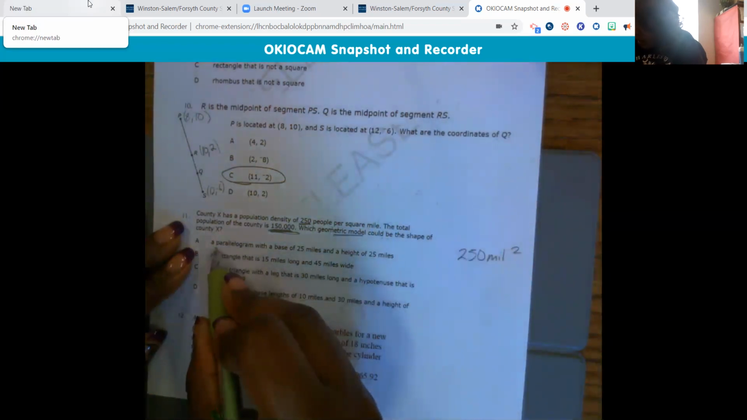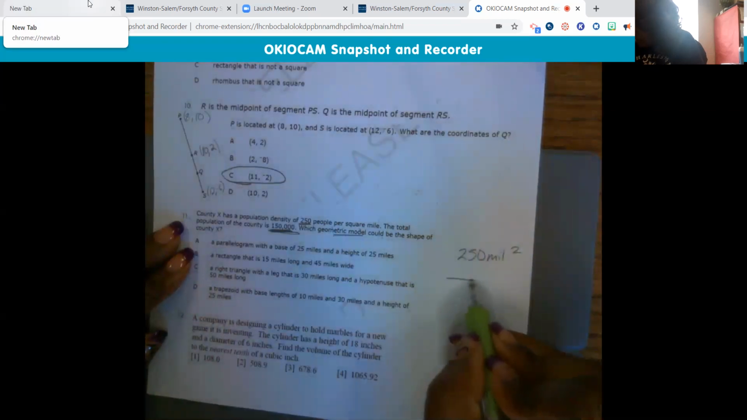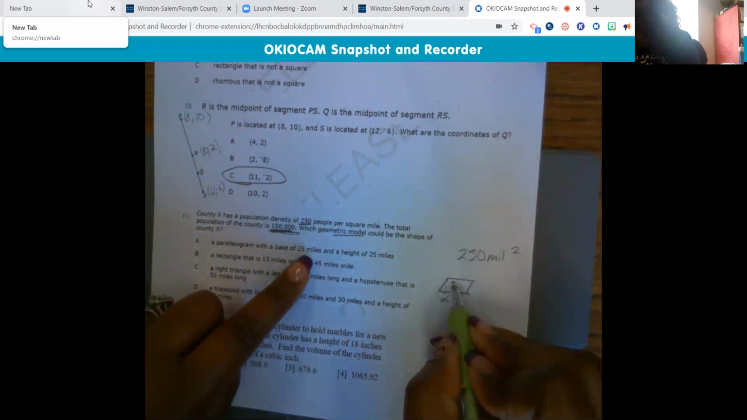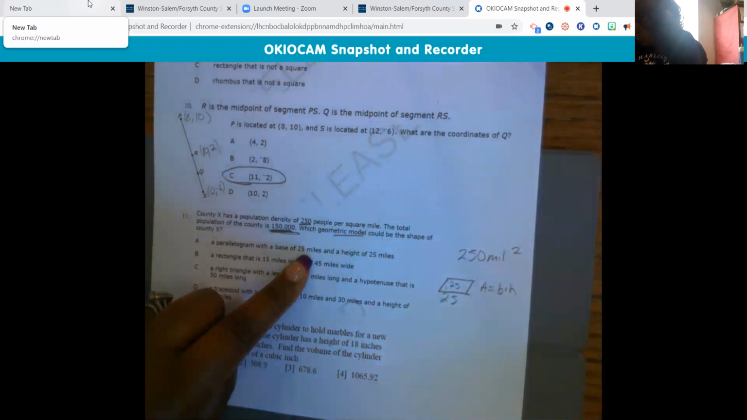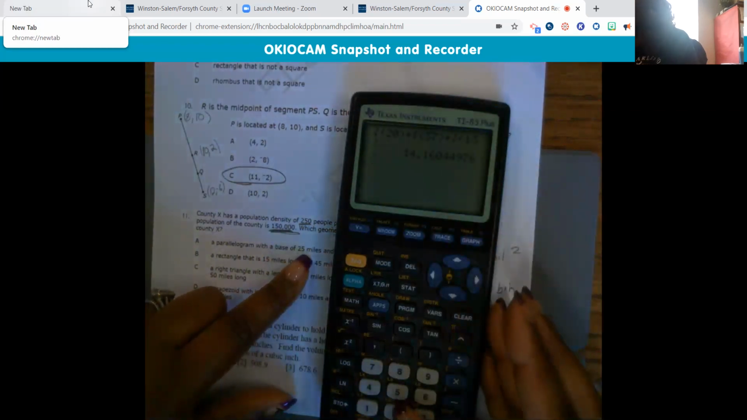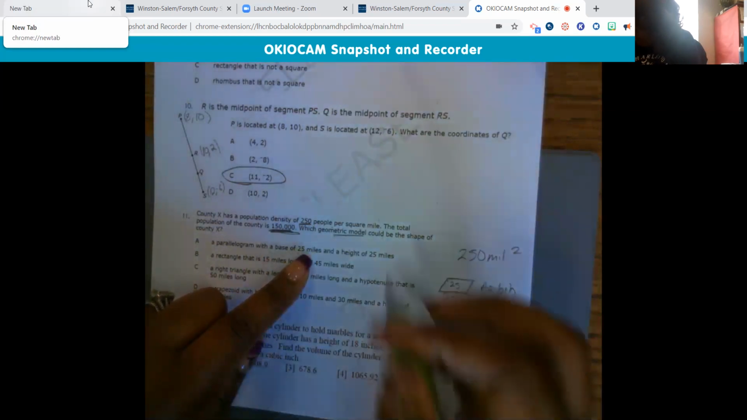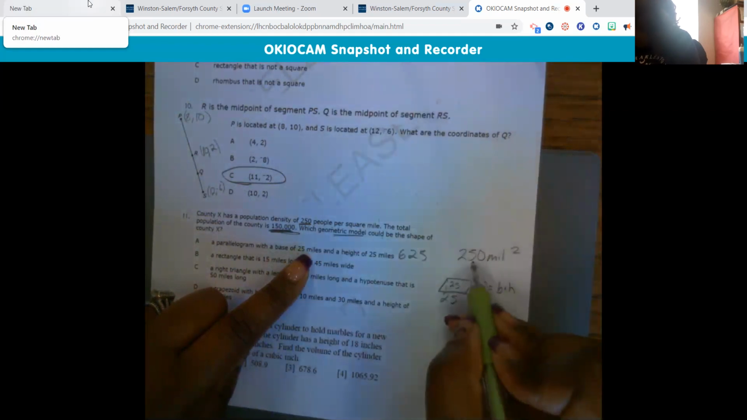Okay, so we got a parallelogram. So a parallelogram looks like this. Parallelogram with a base of 25 miles and a height of 25. So the area of a parallelogram is base times the height. So we have to multiply 25 times 25, and that gives us 625 here. So this will be 625. That's not going to work. That's not this. Okay.